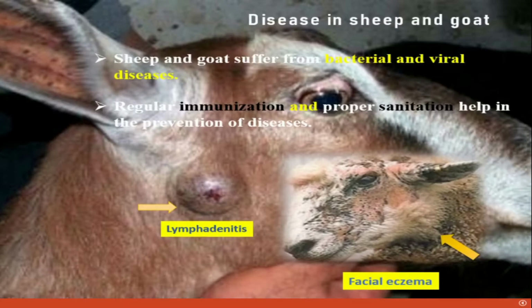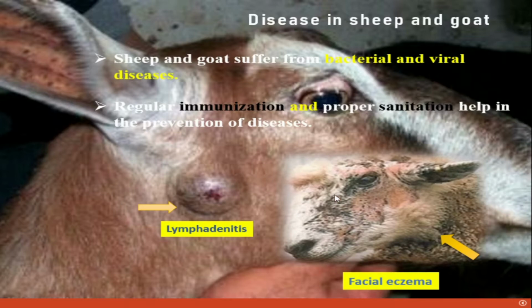Like human beings, animals also suffer from disease because of some dangerous microbes like bacteria and virus. These microbes also give disease to the animals. Here we have two diseases. One is lymphadenitis, another one is facial eczema. Facial eczema is a liver disease. Lymphadenitis is a skin disease. So these two are common diseases in sheep and goat.